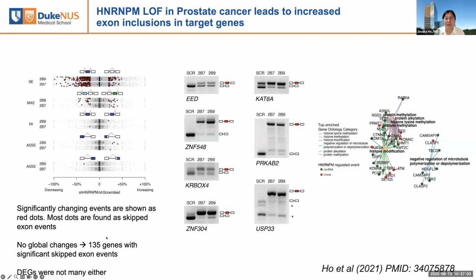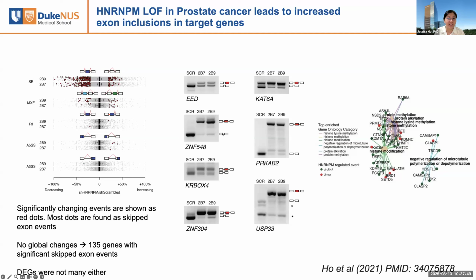more than half of them were genes that displayed changes in skip exon events. So when we looked at it further, we saw that most of the genes that had changes in alternative splicing ended up adding new exons to their transcript. And you can see this with the splicing gels here. So the first lane is the scrambled treated cell. So you can see the usual transcript that the prostate cancer cells express.